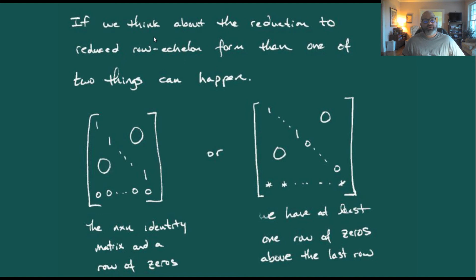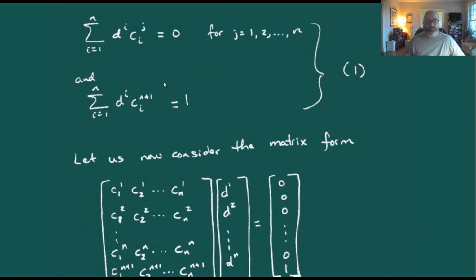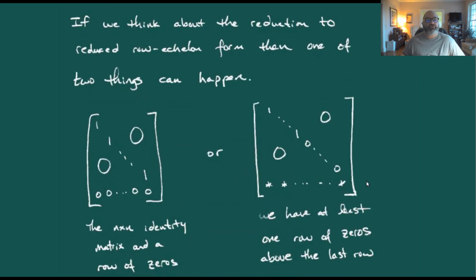So now what we want to do is, for that matrix C, think about the reduction to reduced row echelon form. Okay, so what do we have? We've got a total of n plus 1 rows. We've got a total of n columns. And so when we reduce that to reduced row echelon form, just a couple of things can happen.